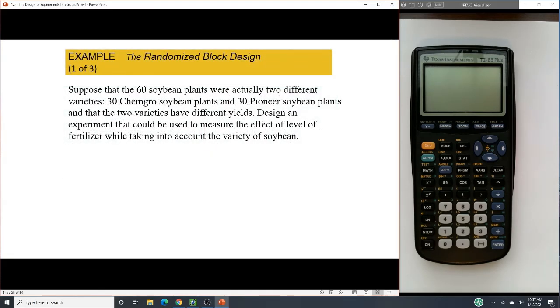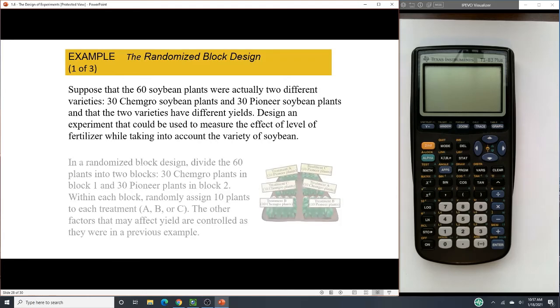All right, so again, going back to the farmer, we have the soybean plants. We're actually looking at 2 different varieties. We have the Chemgrow and the Pioneer soybean. So we have 30 of each of those. And the 2 varieties have different yields. So now we want to look at an experiment for them.